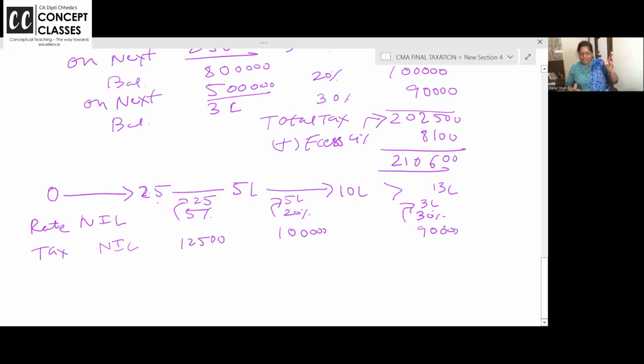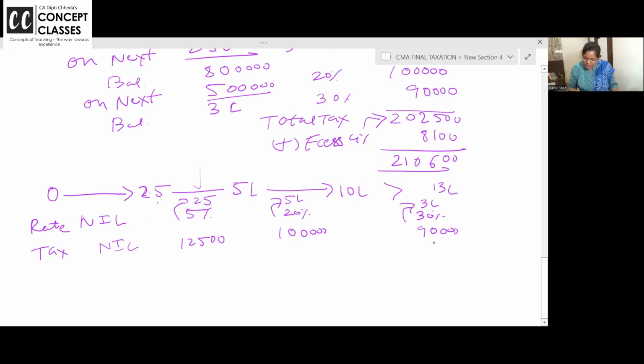0 to 2.5 nil. Ma'am, if the income is 4 lakh? Just stop it here. If the income is 4 lakh, it will stop here. So 0 to 2.5 lakh nil. 2.5 to 5 lakh, 5%, 12,500. 5 lakh to 10 lakh, 20%, 1 lakh. 10 lakh above, 13 or whatever it is, 30%.